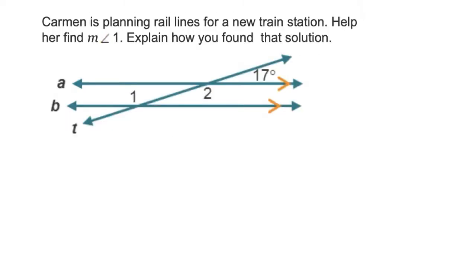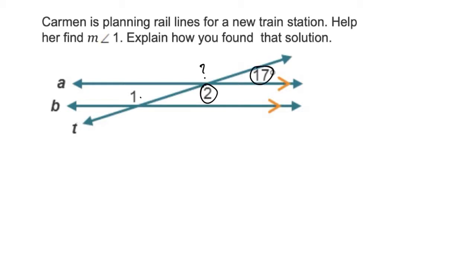All right, Carmen is planning rail lines for a new train station still. Help her find angle 1. Explain how you found that solution. So angle 1 is going to be the same as angle 2. It's also going to be the same as this angle.